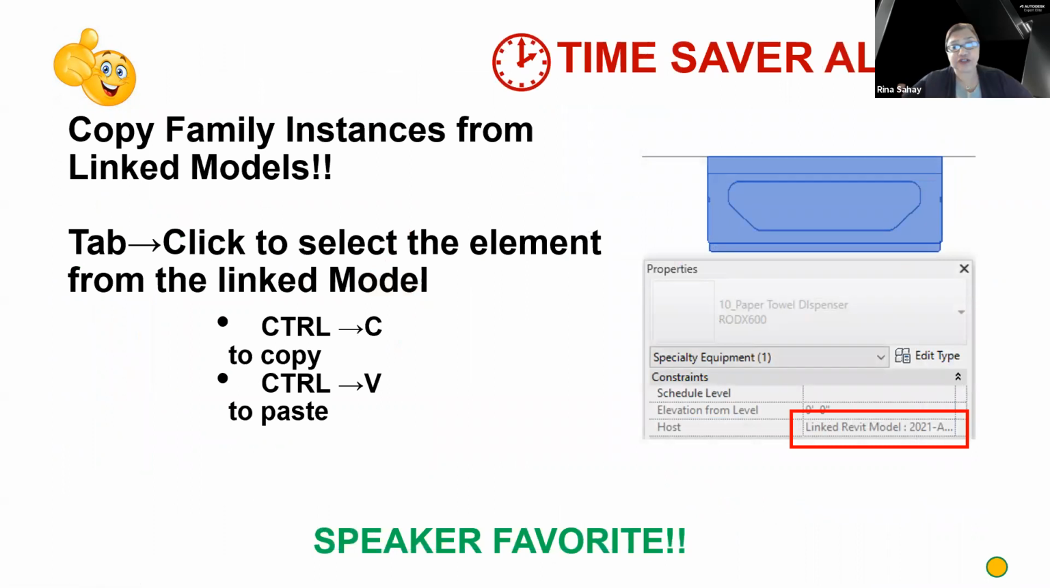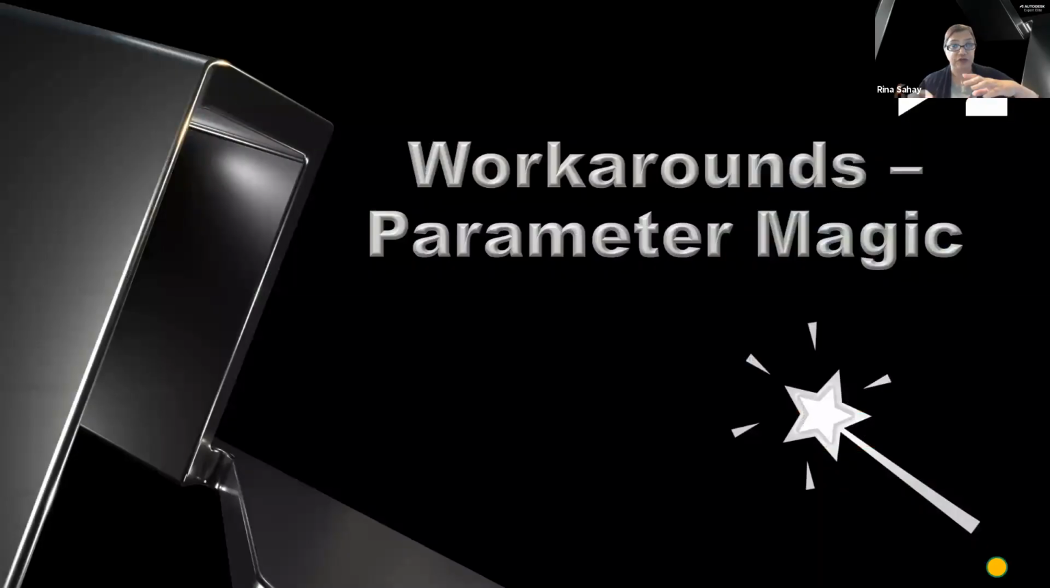A time saver alert. This was fairly recent. My good friend Daniel Stein mentioned it on LinkedIn, and I just went, dang it, I can't believe I missed this. You've got a linked model. Tab-click to select a family instance from the link, Control C, Control V. You now have that family instance present in your host model. A real time saver. You don't have to open the link. You don't have to copy, paste, edit, unload, reload, all of that fun stuff, no more.